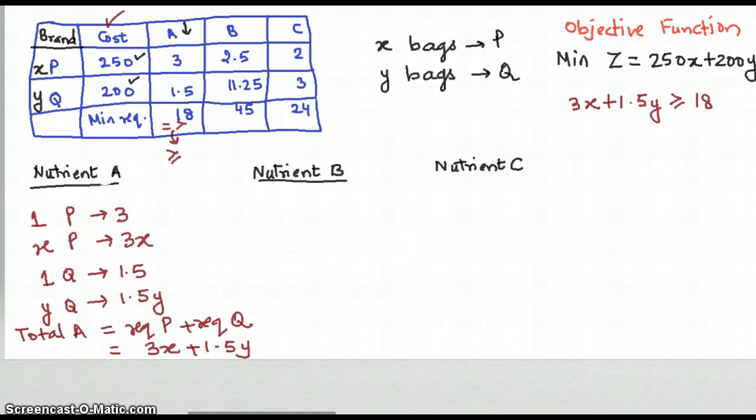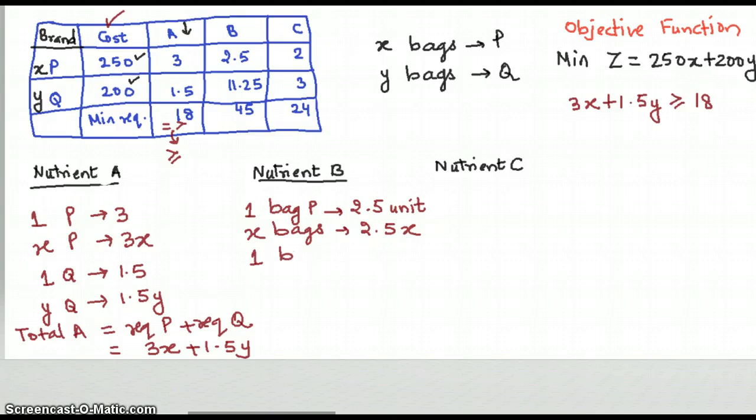Now let's work on the second constraint, corresponding to nutrient B. Working in the same way, one bag of brand P requires 2.5 units of nutrient B. So X bags will require 2.5X units of nutrient B. Similarly, one bag of brand Q requires 11.25 units of nutrient B. So Y bags require 11.25Y units of nutrient B.